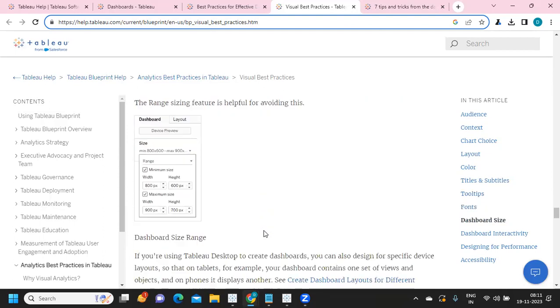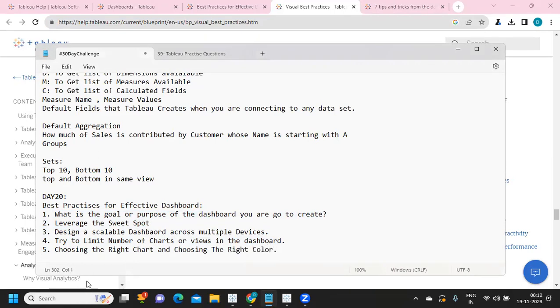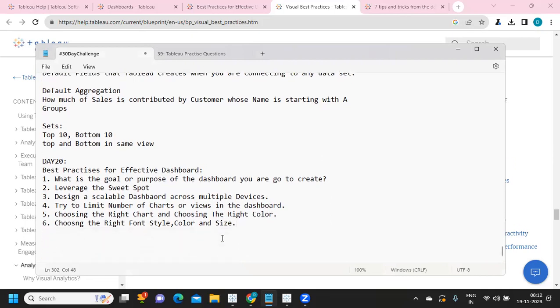So let us write that down. Choosing the right chart, choosing the right color, and choosing the right font style, color, and size. These are important whenever you are trying to design your dashboard.